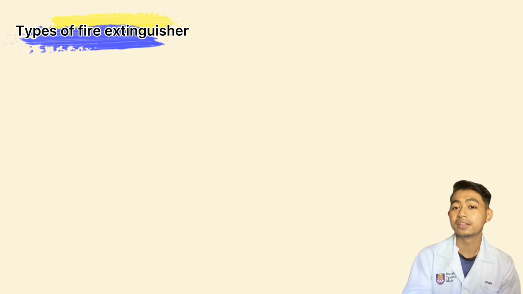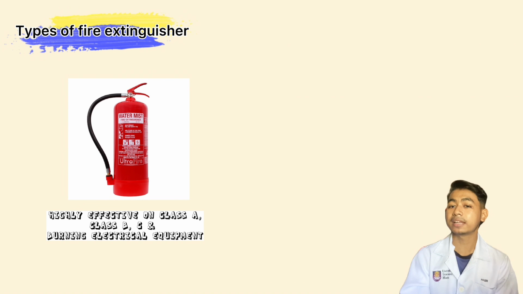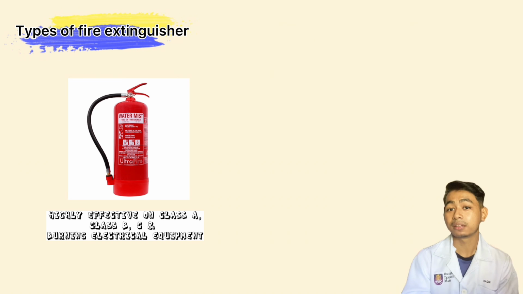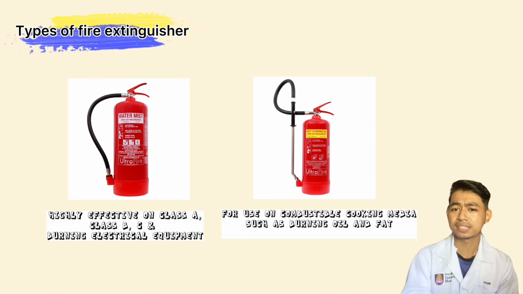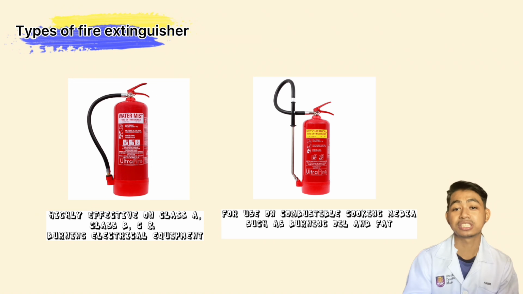Other than that, deionized water mist fire extinguishers have a white label and are highly effective on Class A, B, C, and burning electrical equipment. And lastly, wet chemical fire extinguishers have a yellow label and are designed specifically for use on fires involving combustible cooking media such as burning oil and fat.